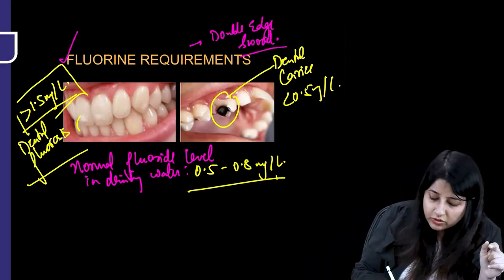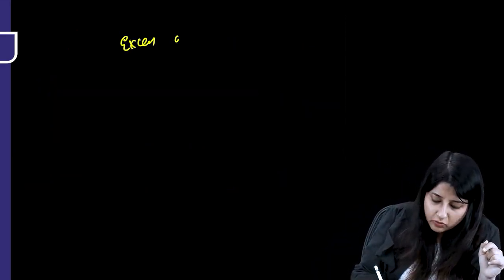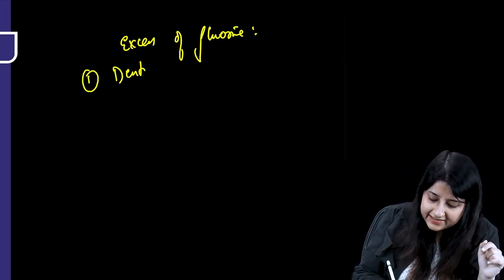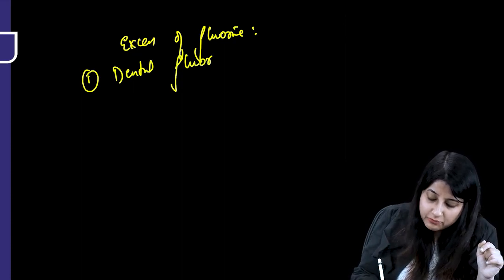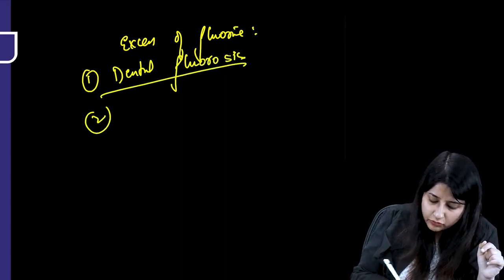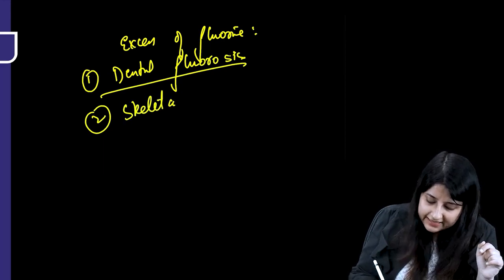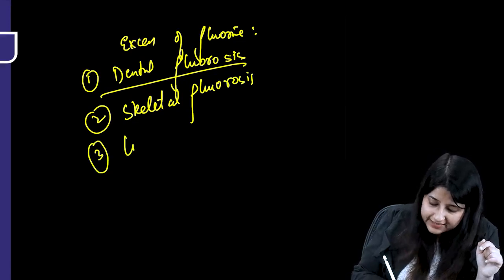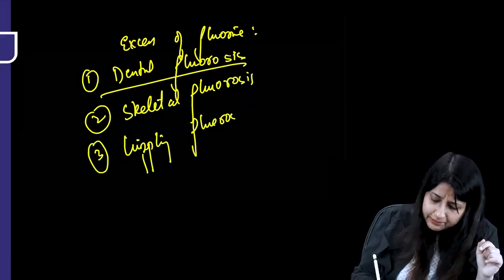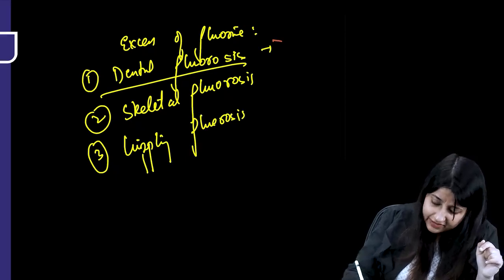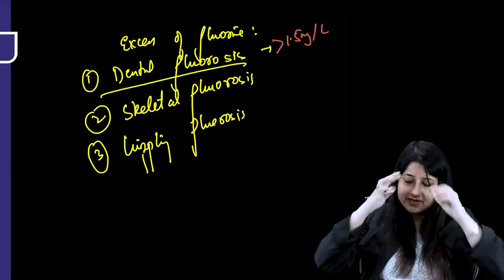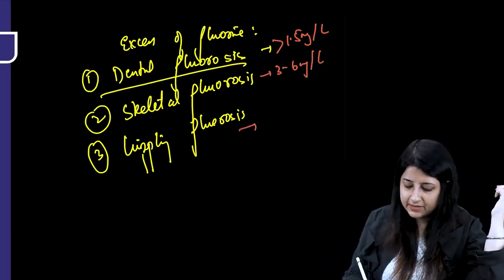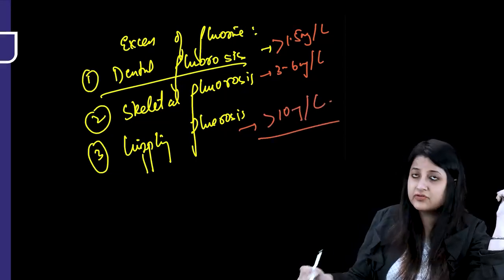Excess of fluorine can present with three things. One is dental fluorosis, which is accompanied by mottling of the upper incisors of the teeth. Then there is skeletal fluorosis, which we have studied in the main videos as well. And there is something known as crippling fluorosis. What is it? Crippling fluorosis. Now dental fluorosis, the level is more than 1.5 milligram per liter in drinking water. Skeletal fluorosis, everybody, 3 to 6 milligram, and crippling is more than 10 milligram per liter of drinking water.